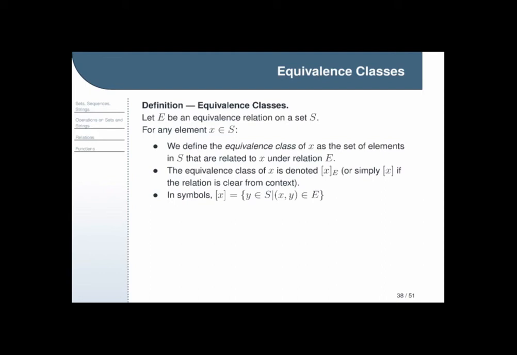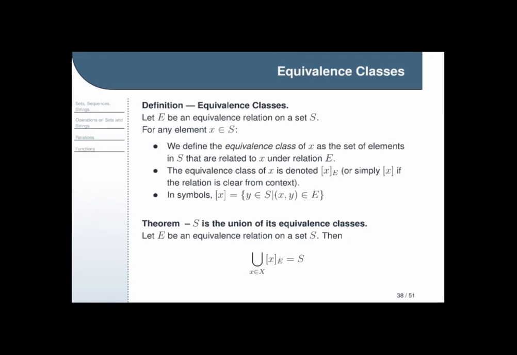Having established that definition, we can now immediately introduce a theorem, and the theorem is: S is the union of its equivalence classes, right? Remember, S is the set that we define the relation on in the first place, and we're saying that if we take all the equivalence classes formed by this equivalence relation and union them together, we get back S. Saying that a little more carefully, let E be an equivalence relation on a set S, and then we have this equation, where the union of all the equivalence classes with respect to this relation E gives us back S.